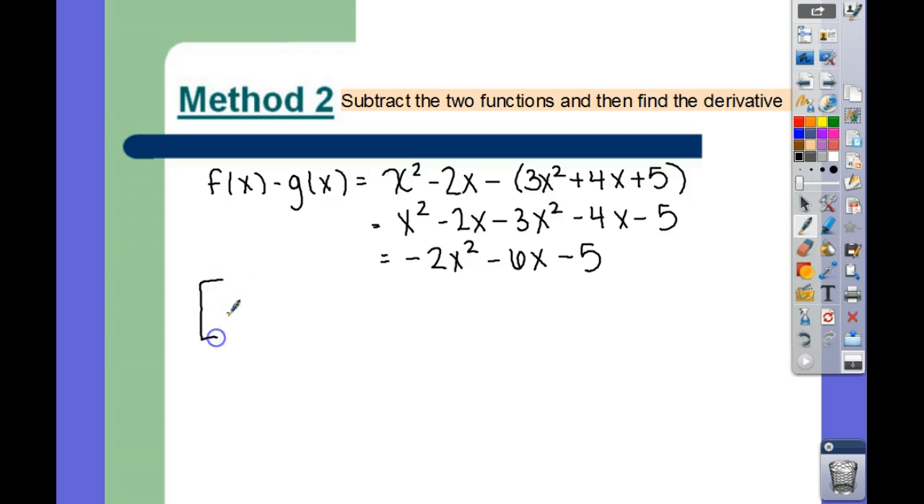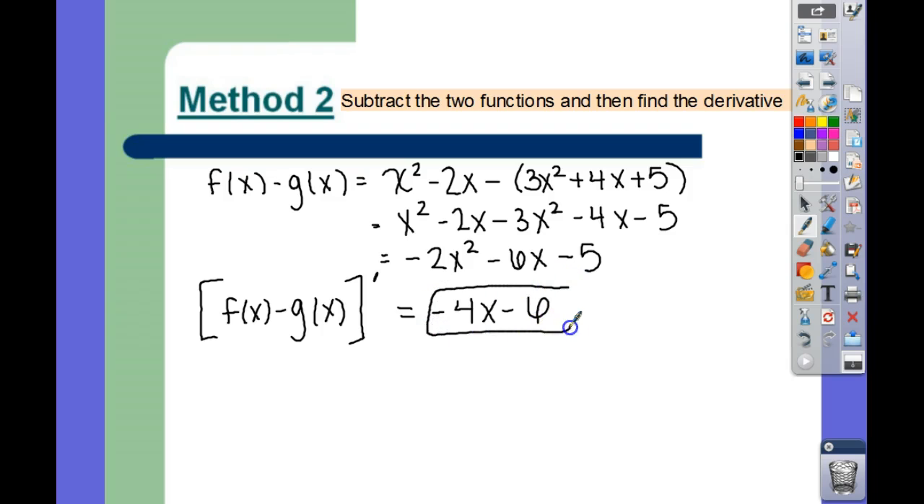Now you want to find the derivative of our new function. So it'd be negative 4x minus 6. Do my two answers from method 1 and 2 match? Yes. So does it matter if you derive then subtract or subtract then derive? No. So that's really nice. The same is true for adding them. The same is not true for multiplying.